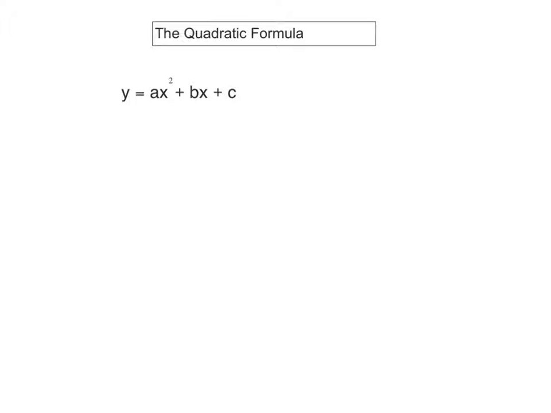So for any equation y equals ax squared plus bx plus c, we want to find out where the x-intercepts are. We know that the x-intercepts of a graph will be where the parabola comes down like this and hits the x-axis. So this will be one x-intercept there, and the other x-intercept will be there. And those two x values we can find out quite easily by using the quadratic formula.